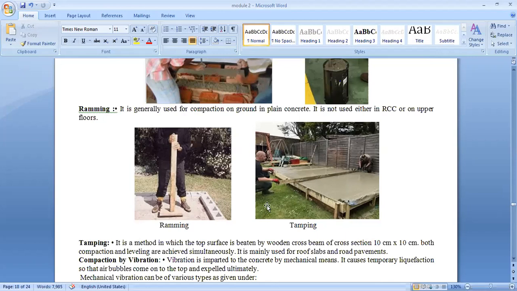We are going to use the cross beam. The size may be varied, but usually we're taking it as 10 centimeter by 10 centimeter. So using this one, we are going to compact. Here both compaction as well as leveling can be achieved simultaneously. It's a finishing work, leveling work, and compaction simultaneously we can achieve by tamping with this. This will be about tamping of the concrete.